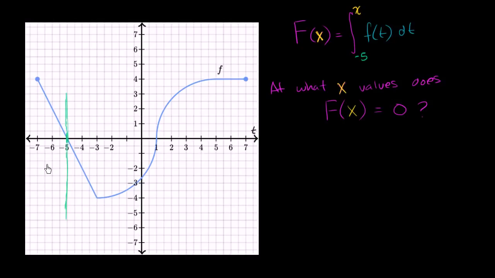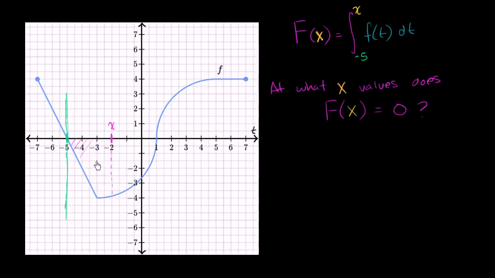And if you pick an x value, let's just say x were negative 2, so if that is your x value right over here, capital F would describe this area. And this area would be a negative area because here the function is below the t-axis. So for example, capital F of negative 2 would be negative. Now, what x values make this a 0? So one might jump out at you.